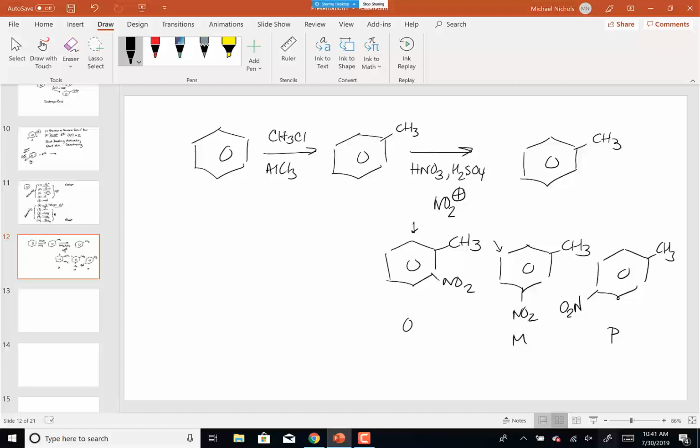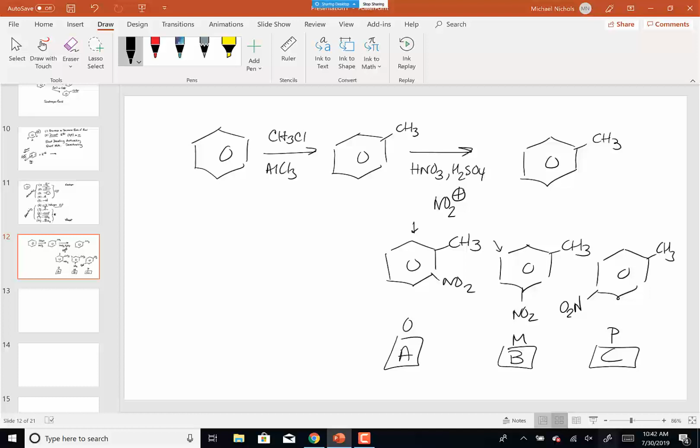Well, now we've got to figure out what the major product was. So you guys gave yourself the possibilities, right? You just made this a multiple choice question. So if I'm writing this as a multiple choice question, what I would say is, here are all the possibilities. A, B, and C: ortho, meta, para.